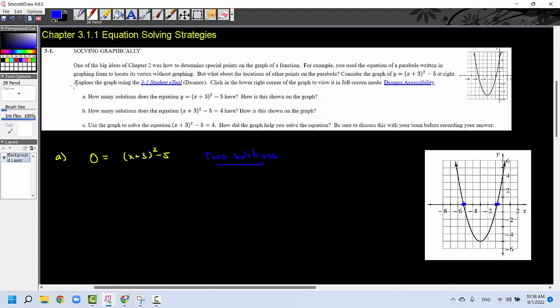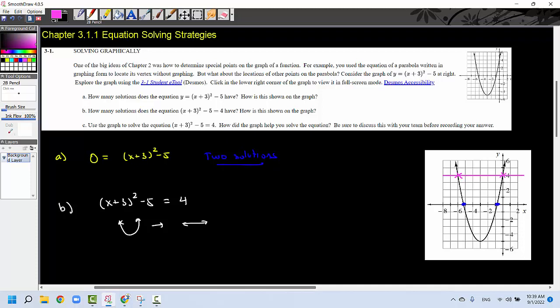Now it says, how many solutions does the equation (x + 3)^2 - 5 = 4 have? And how is this shown on the graph? Well, remember, if we do (x + 3)^2 - 5 = 4, what we're trying to find out graphically is where this parabola crosses through this horizontal line. So what I'm going to do is take a different color here and draw in a horizontal line at 4. And again, there are 2 solutions, right here and right here.